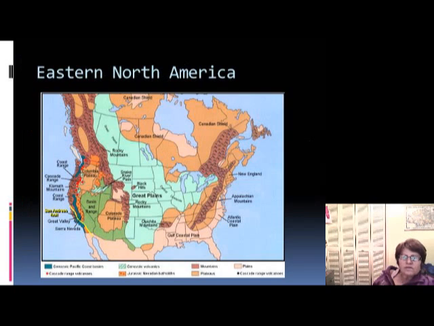So now we're gonna move to eastern North America. So from this area, we're moving to eastern North America. We already talked about the Gulf of Mexico, Florida, Cordillera, and now we're going to talk about this area right here.